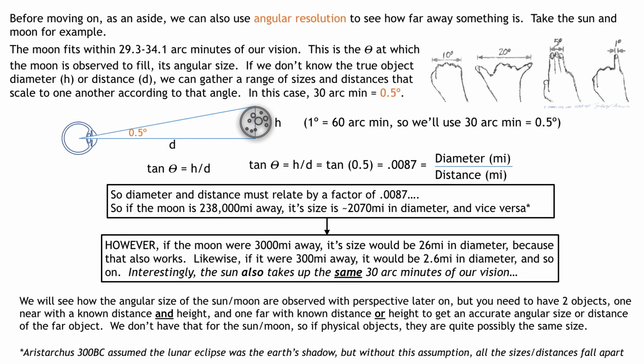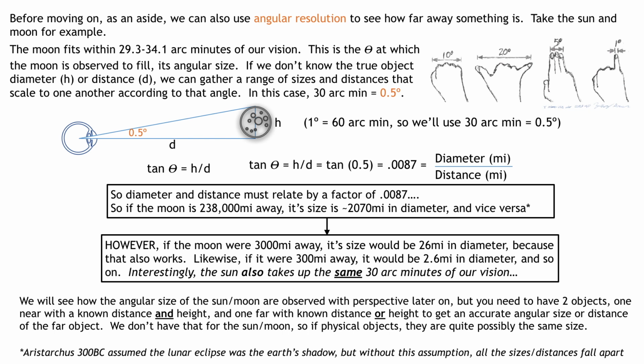So before moving on, as an aside, you can also use angular resolution to see how far away something is. Take the sun and moon, for example. The moon fits within 29 to 34 arc minutes of vision. This is the theta at which the moon is observed to fill. That's its angular size. If we don't know the true object diameter or distance, we can gather a range of sizes and distances that scale to one another according to that angle. So again, in this case, we're going to use 30 arc minutes, which is 0.5 degrees.